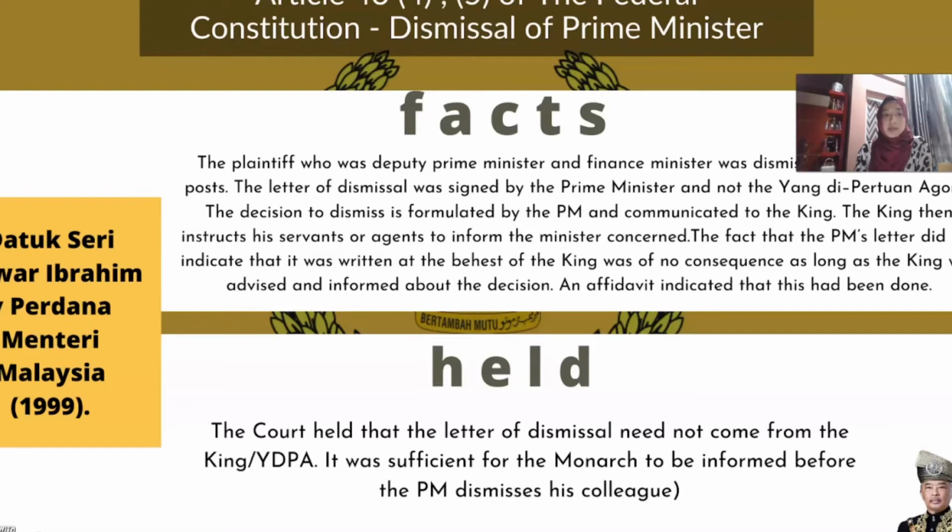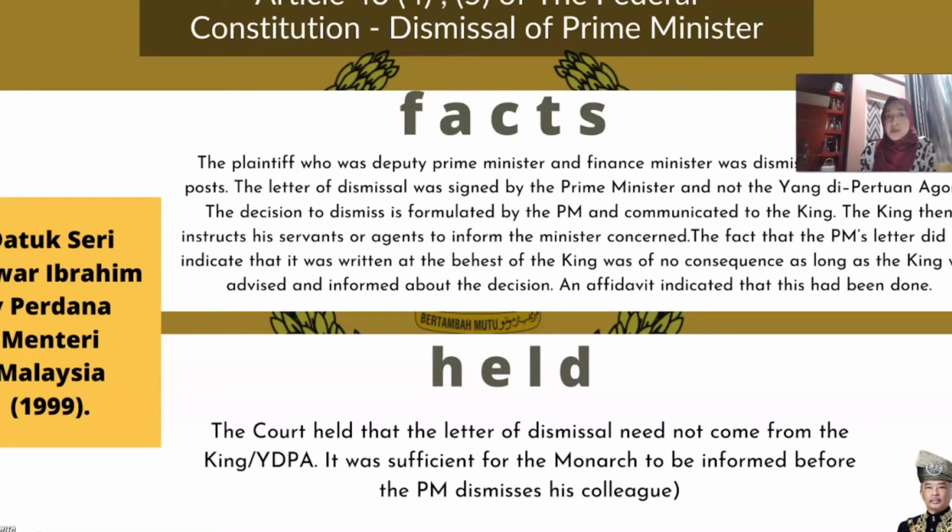As we can see in the case of Datuk Seri Anwar Ibrahim against Perdana Menteri Malaysia 1999, the plaintiff was the Deputy Prime Minister and Finance Minister. He was dismissed from the cabinet post. The letter of dismissal was signed by the Prime Minister and not the YDPA himself. The decision to dismiss was formulated by the Prime Minister, but it was communicated to the King, meaning that the King had knowledge of that decision.